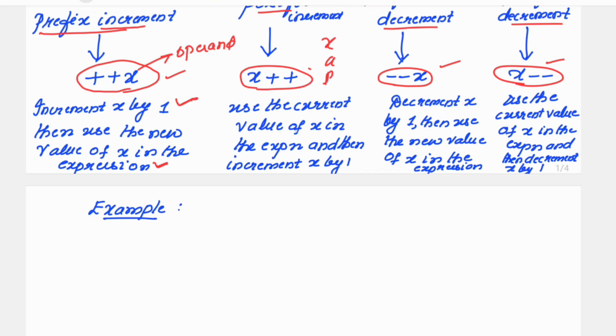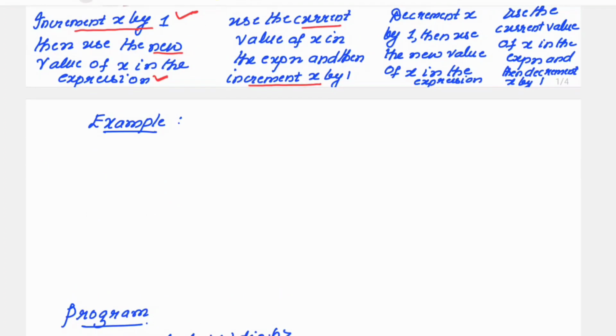So you may be confused here about what these two statements mean, because incrementing x by 1 is performed first here. You can see the first statement is increment x by 1, but in post increment, increment x by 1 appears last. That means whenever you carry out prefix and postfix increment, in prefix first you increment the value of x by 1 and then you use the new value of x in the expression, whereas in postfix first you use the current value of x in the expression and then you increment x by 1. So I'll explain these two statements with an example here.